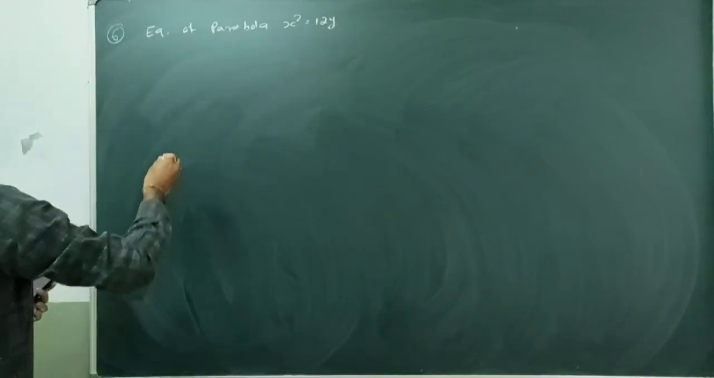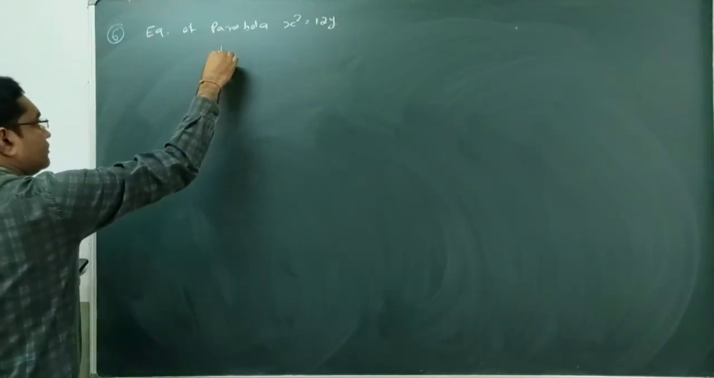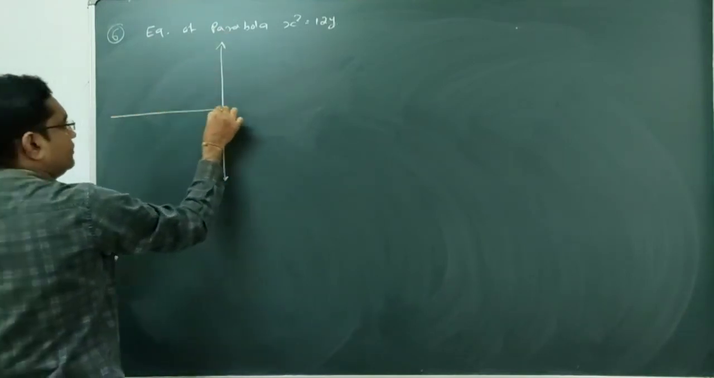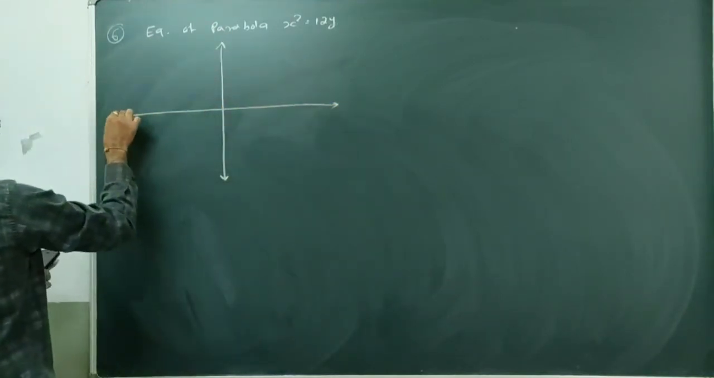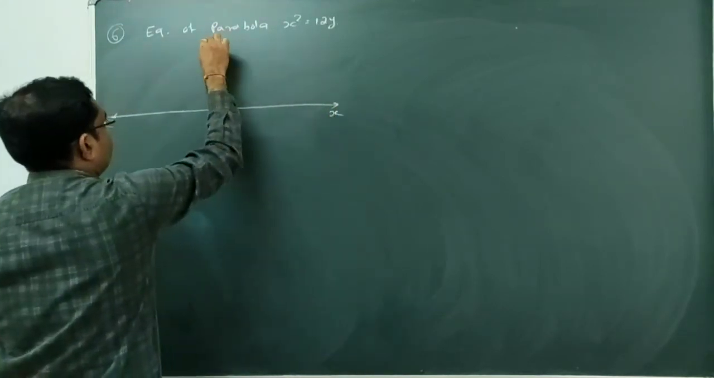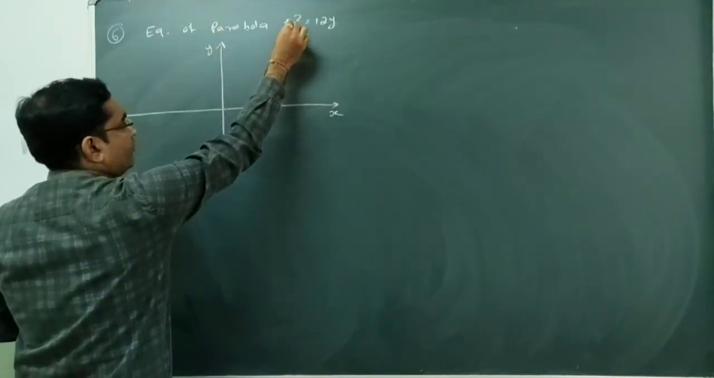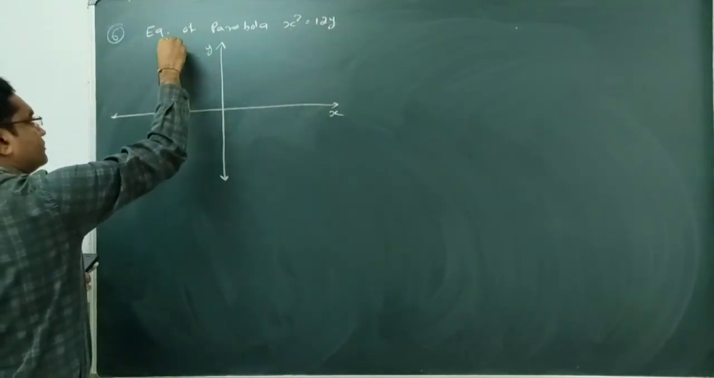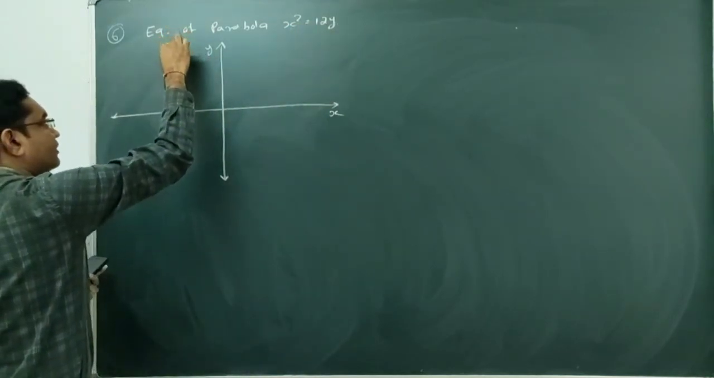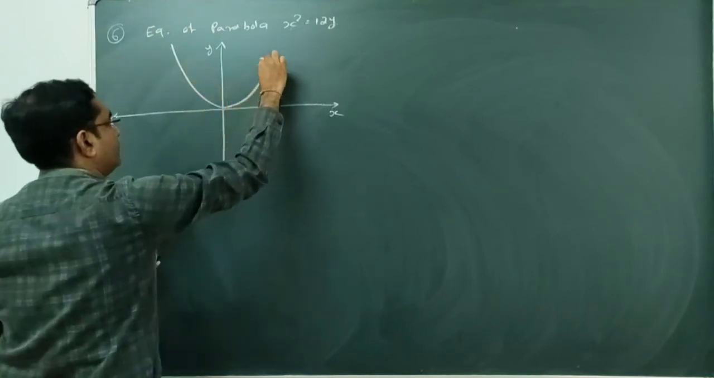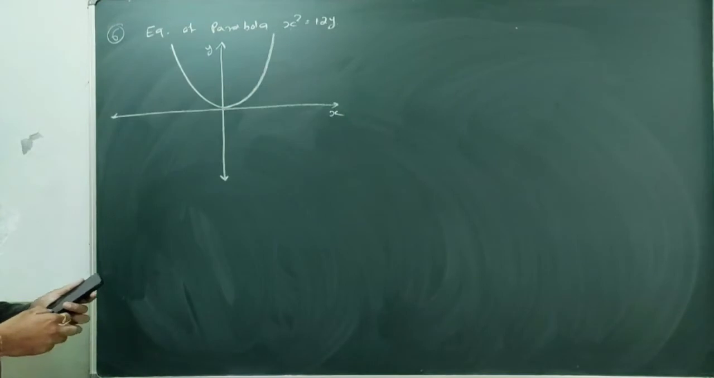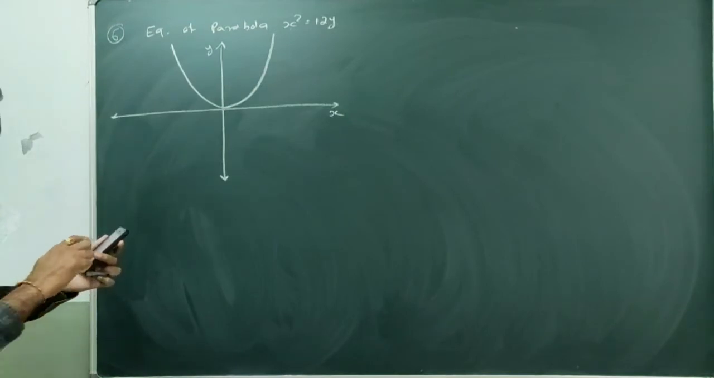So first we'll try to draw this parabola. For that we require coordinate axes. Done. So what is the equation? For positive or negative value of x square, y will be positive. So it's an upward parabola. So the given equation of parabola is the equation of an upward parabola. So this is the parabola x square equal to 12y. Done. Now read the question.